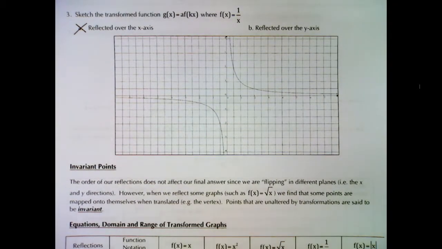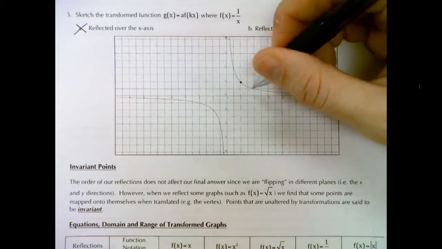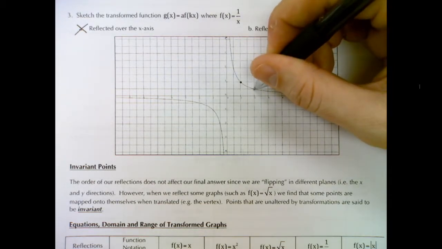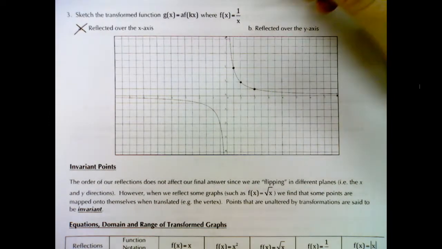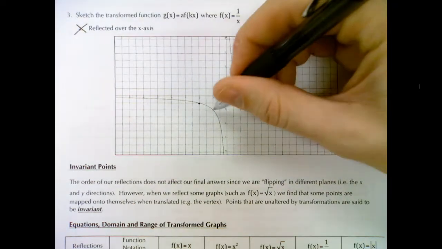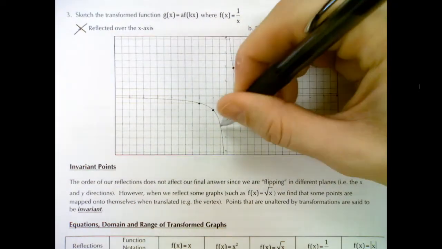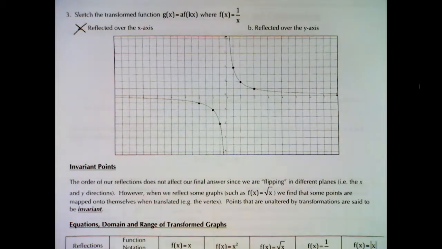But let's try reflecting this over the y-axis. So we need a couple points here. I'm going to pick some nice points. So like 1, 1 is a good one. 2, 1/2 is a good one. 1/2 and 2. And over here, -2 and -1/2, -1 and -1, -1/2 and -2. There's some nice points. So let's reflect it over the y-axis.